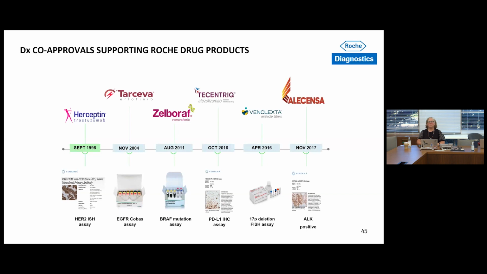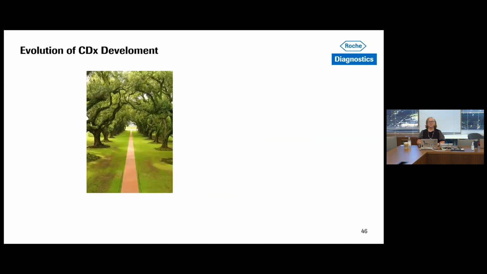And up through November, or the end of 2017, with the approval of Alecensa with the detection of an ALK fusion positive type of NSCLC. So all of these examples that we've talked about, it's pretty straightforward, especially the Zelboraf example. There's one mutation that leads to very severe disease. So the path for developing a CDX and the path for the drug development go hand in hand together down a pretty straight path. We know what we need to do. We carry the drug through appropriate phase 3 trials. We engage with the regulators, but in the end, we always know where we're headed.